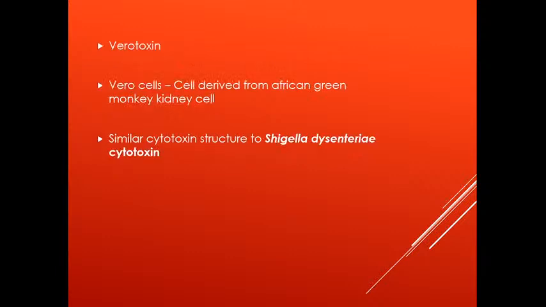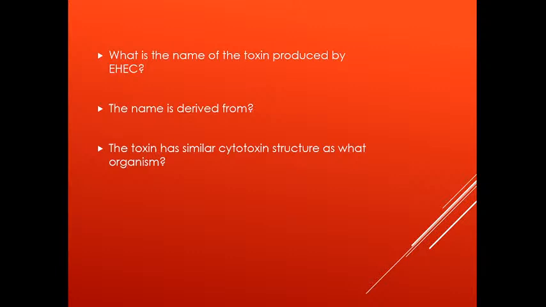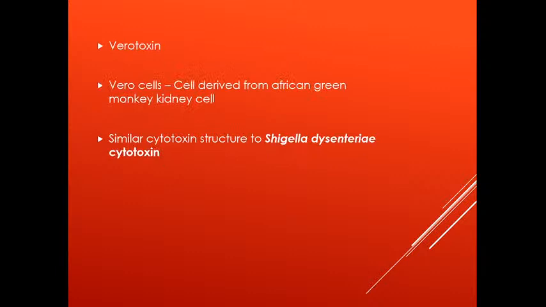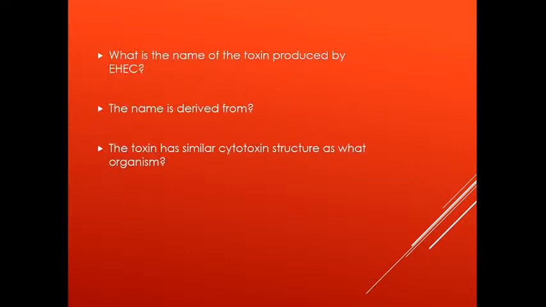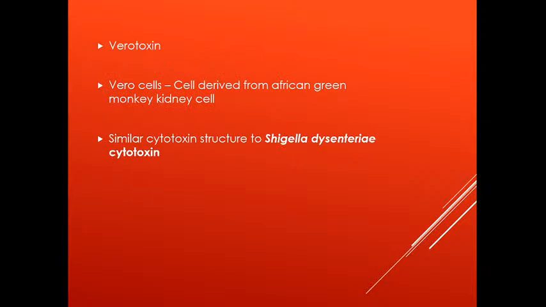Okay, now these are your answers to this particular slide. Other name, verotoxin. Where is it derived from? Vero cells. Which cytotoxin or another organism does it have similarities with in terms of biochemistry? It's the Shigella dysenteriae cytotoxin.